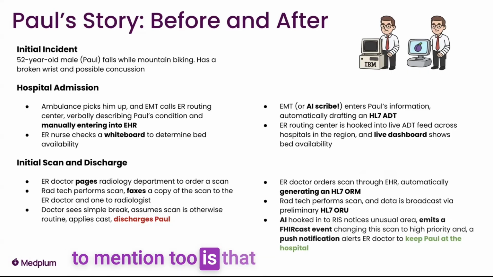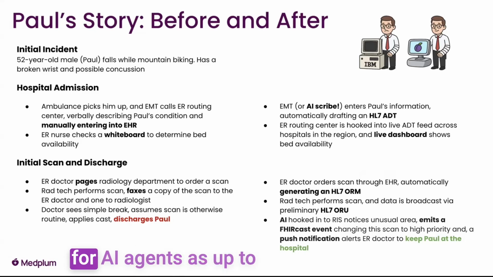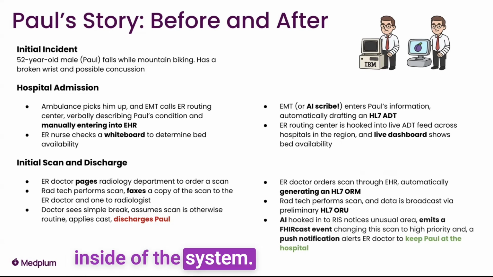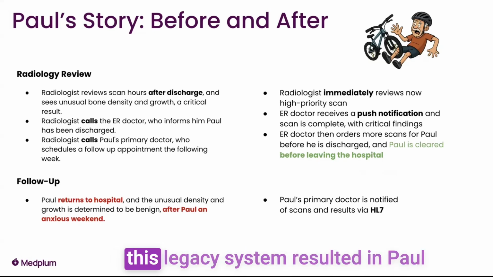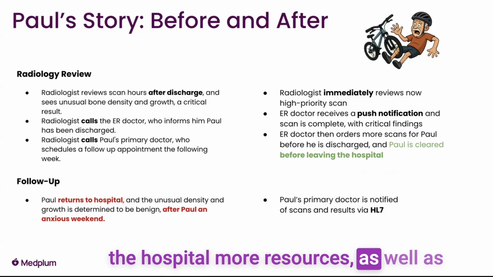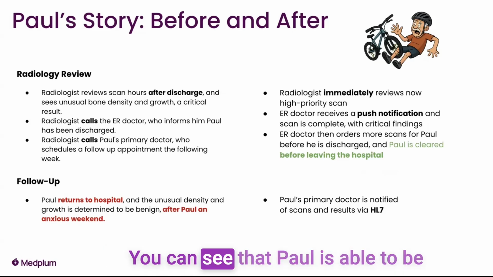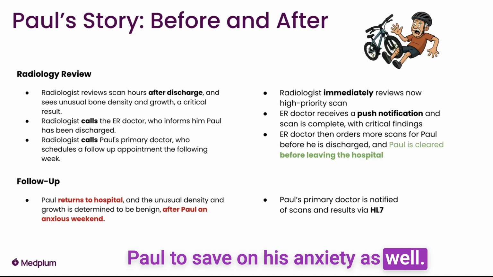And one thing I want to mention here too is that AI agents can also be enabled with real time. Real time allows you to keep the information context that is needed for AI agents as up to date as possible and allows those AI agents to be proper actors inside of the system. Going back and forth again on the before and after, on the left side here, you can see that this legacy system resulted in Paul needing to return to the hospital and cost the hospital more resources, as well as causing Paul some anxiety. On the right, you can see that Paul is able to be cleared more quickly, saving the hospital resources and allowing Paul to save on his anxiety as well.